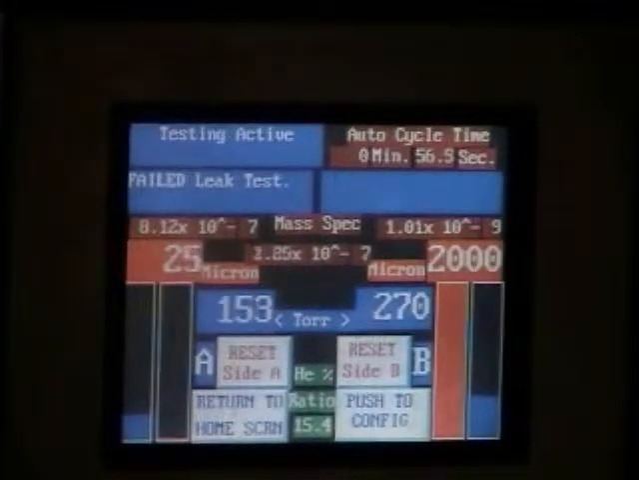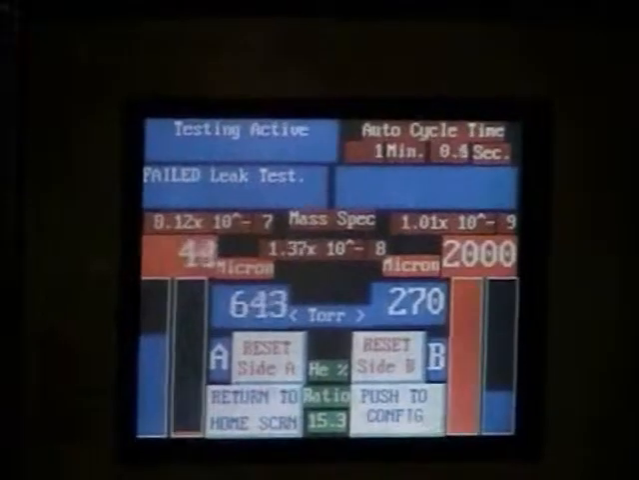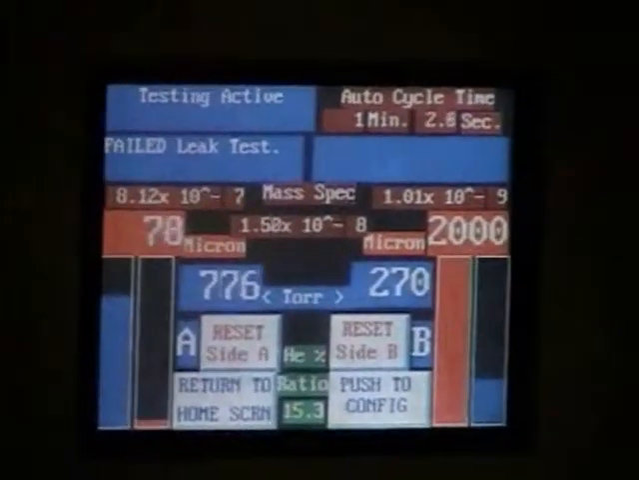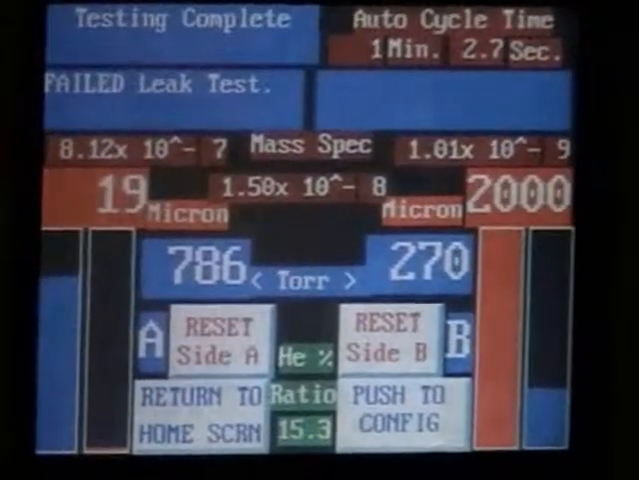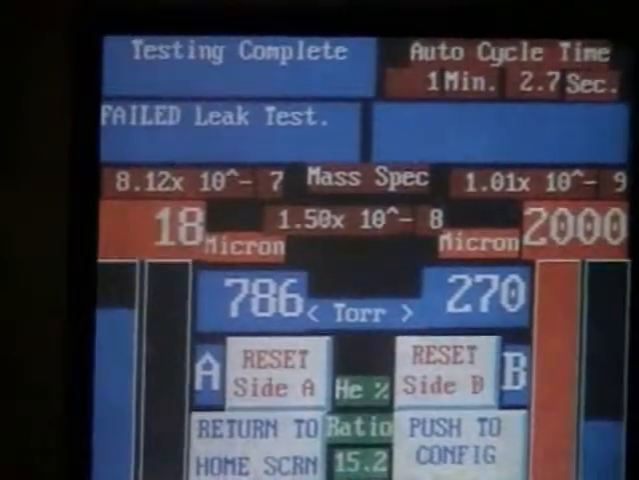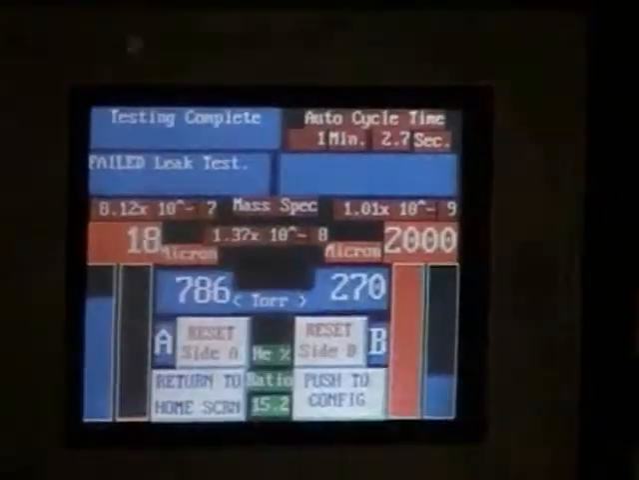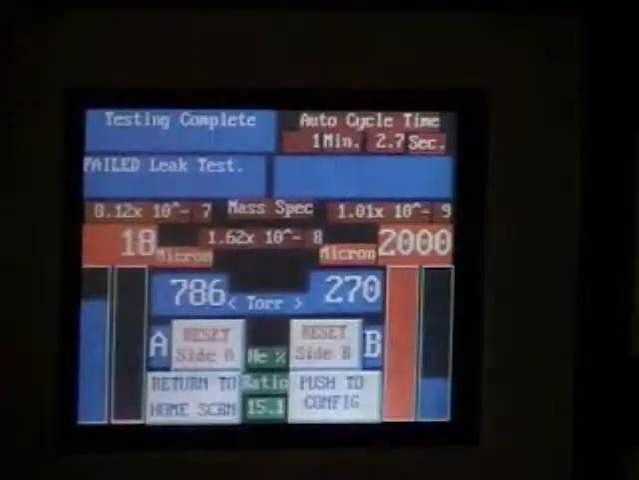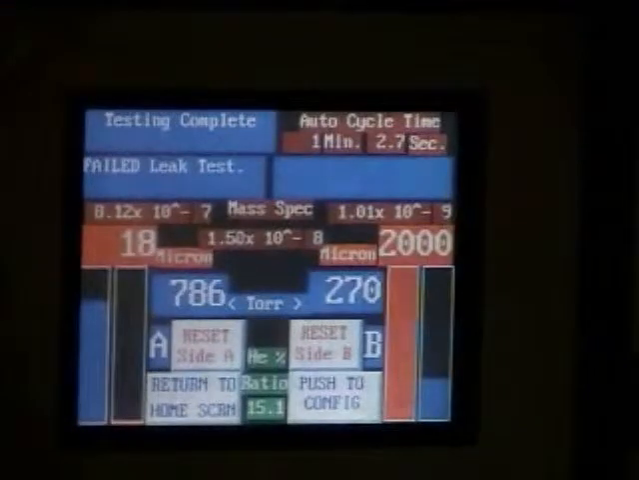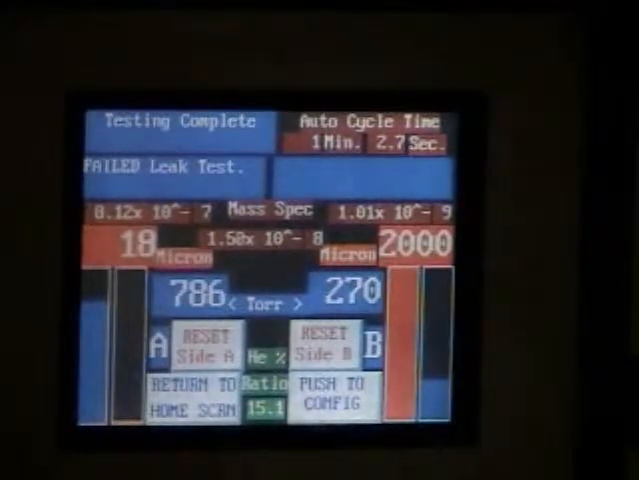Now we're exposed, and as soon as we reach that fail point, we isolate the MasSpec so that we no longer contaminate the MasSpec tube. So as you can see, the unit failed our leak test. And the reading at the time of failure was recorded at 8.12 times 10 to the minus 7. So it dropped almost 2 full decades from our background reading from the mass spectrometer.